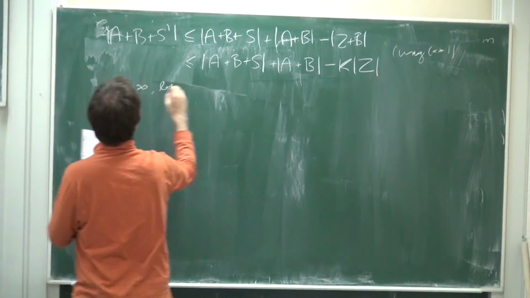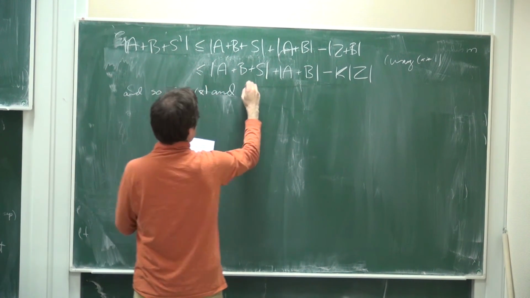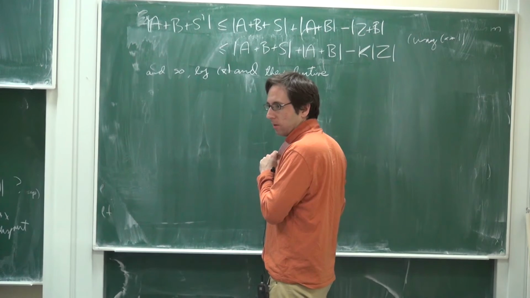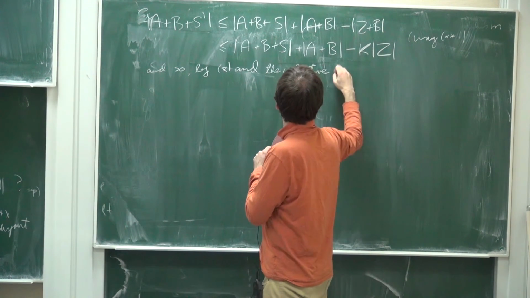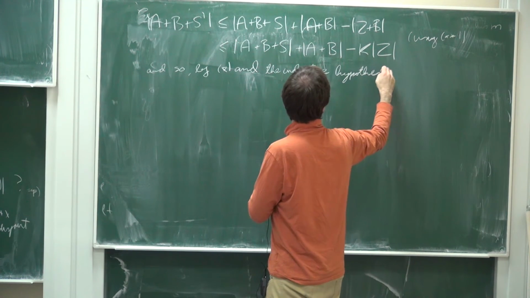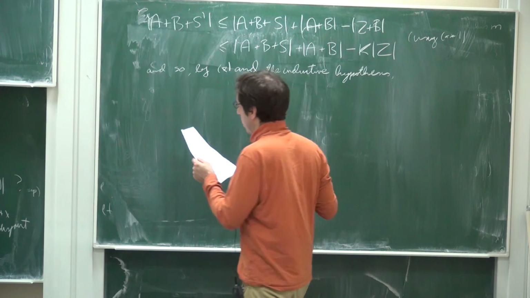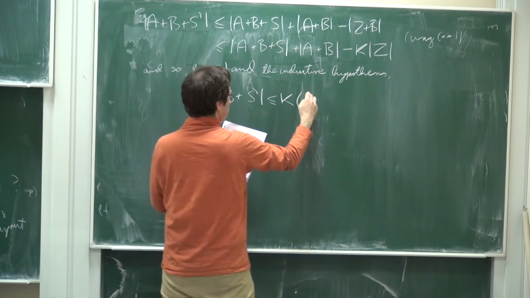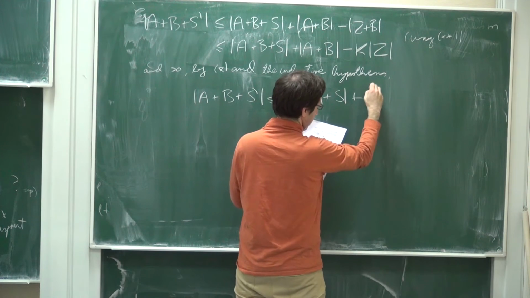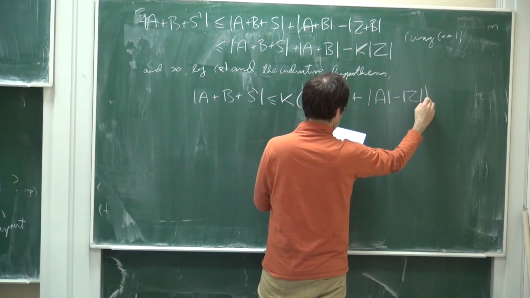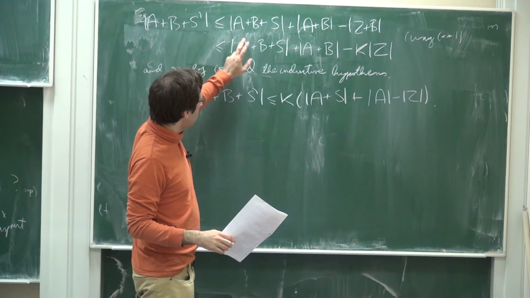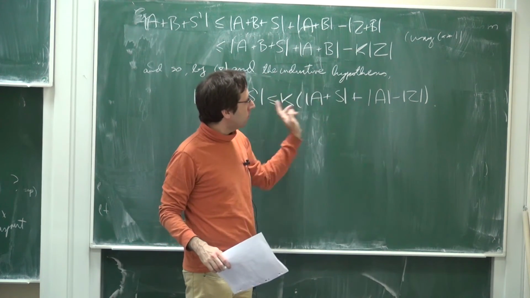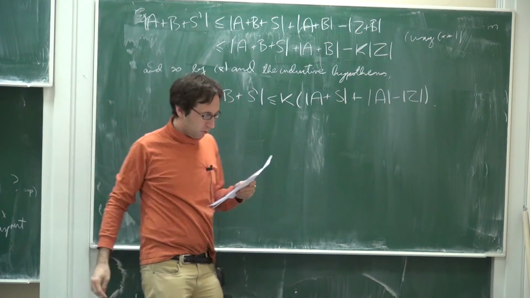And so by 1 star, on the inductive hypothesis, we get, again, this one, A plus B plus S, is at most that by the inductive hypothesis, and A plus B is at most K times A by 1 star, by the main assumption.